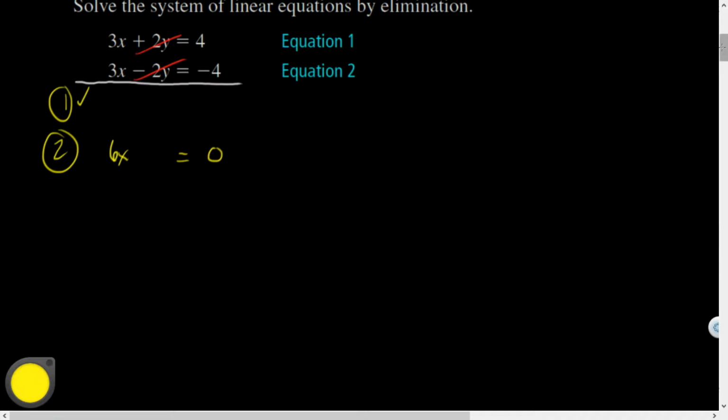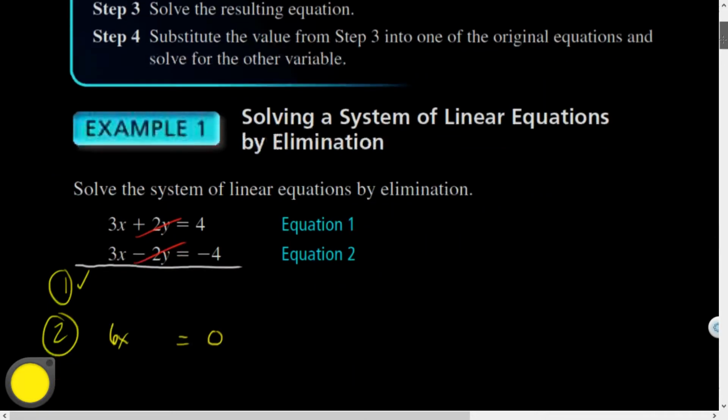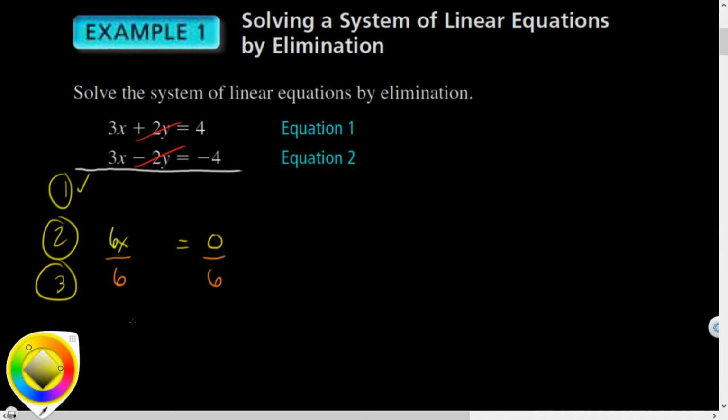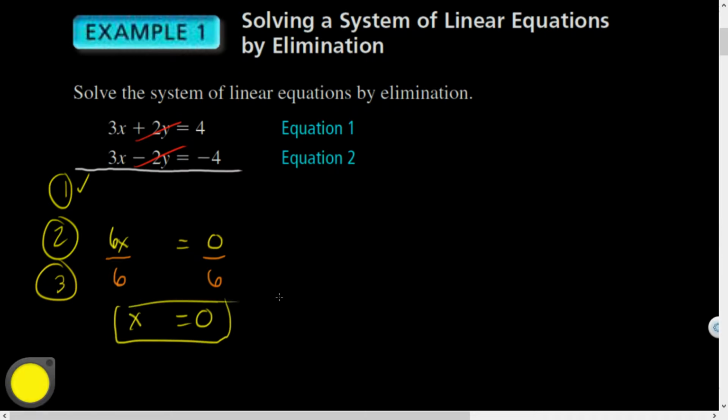All right, so let's see. Do they call that step 3? Yeah, solve the resulting equation. I sometimes include that solving in the previous step. So if I want to solve this for x, what do I do to both sides? Divide by 6. Man, we are low energy today, but that's okay. I'll bring it for all of us. X equals 0.